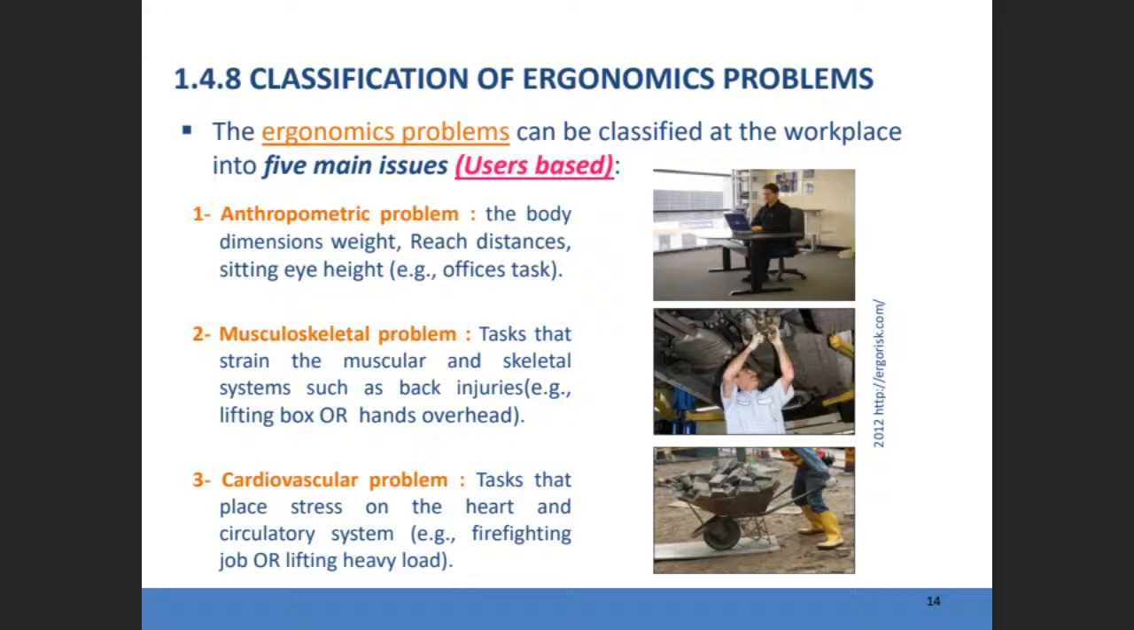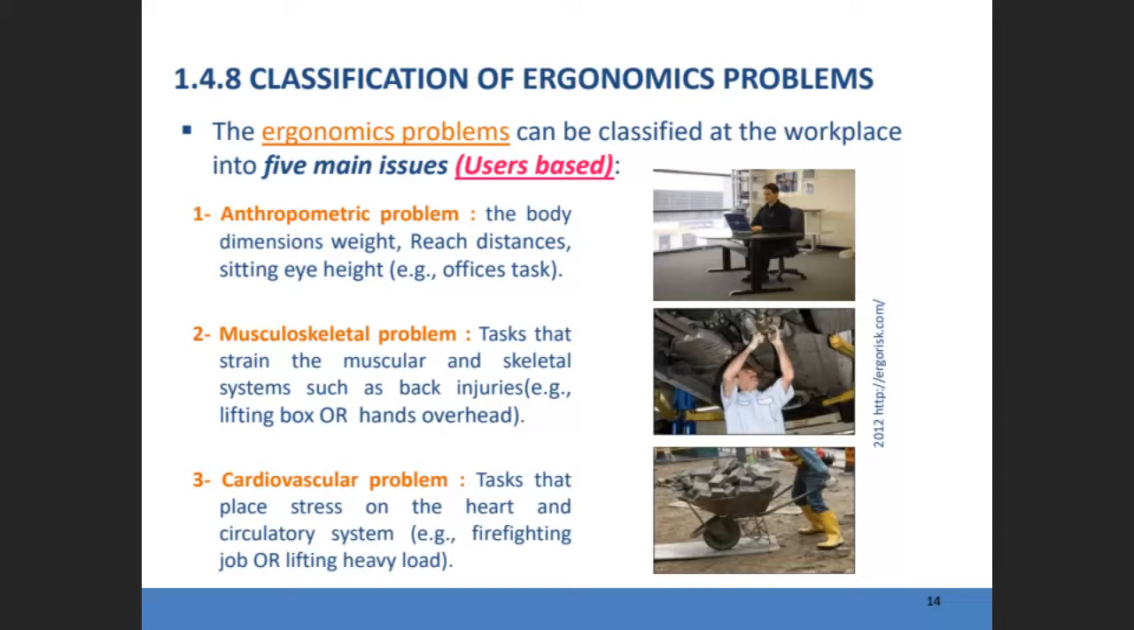Okay, we will start with the user based. User based problems are classified into 5 main issues. 5 main issues. You need to know all of that. User based, as we said, means according to the user, employee, or worker. The problem comes from this angle. From this one here, we have 5 types or 5 classifications. The first classification, anthropometric problem.